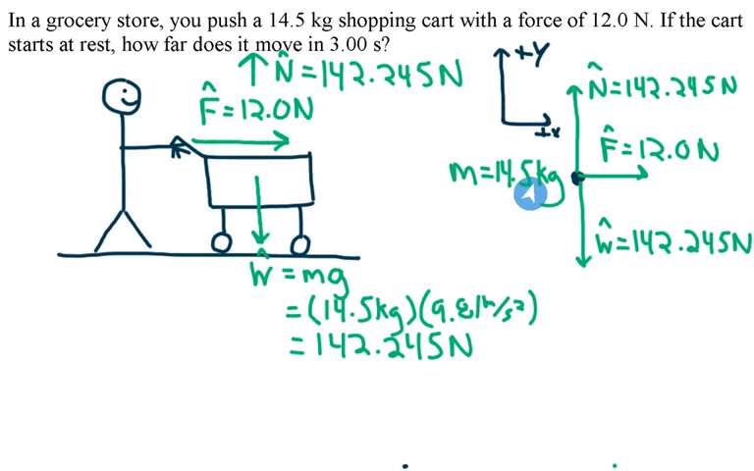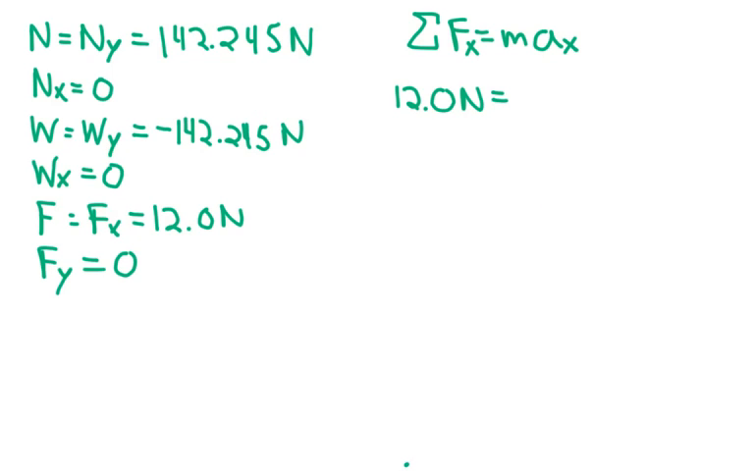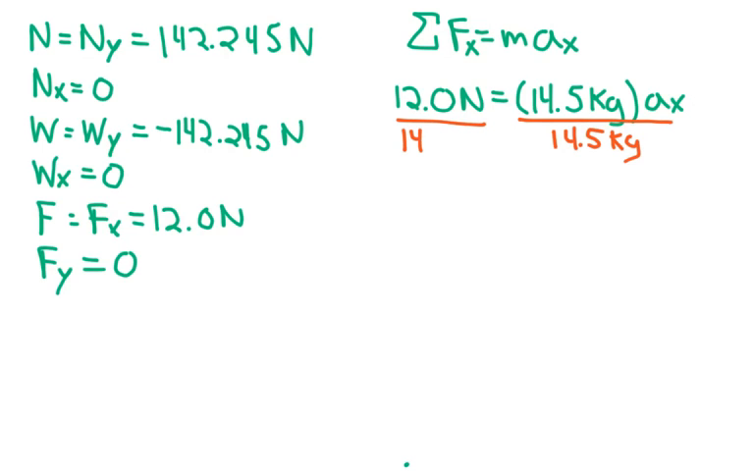So the mass is 14.5 kilograms. So I'll just plug in that 14.5 kilograms. And from this equation, Newton's second law, I can solve for the acceleration in the x direction. So we divide both sides by 14.5 kilograms. Obviously on the right-hand side, the 14.5's cancel out, and I'm left with the acceleration in the x direction is equal to 12 divided by 14.5.